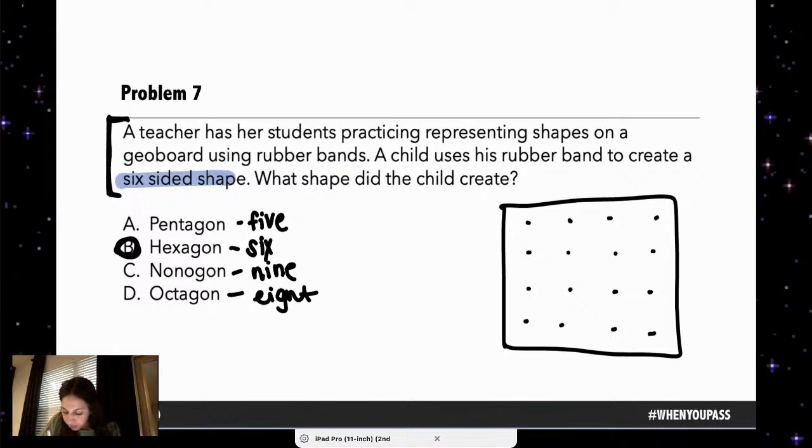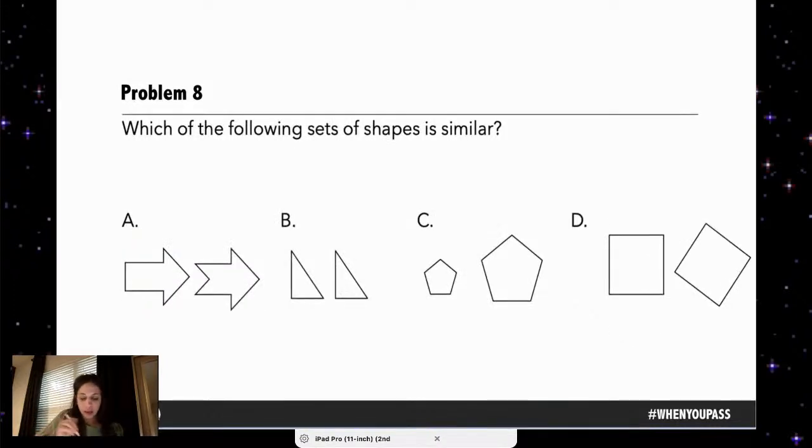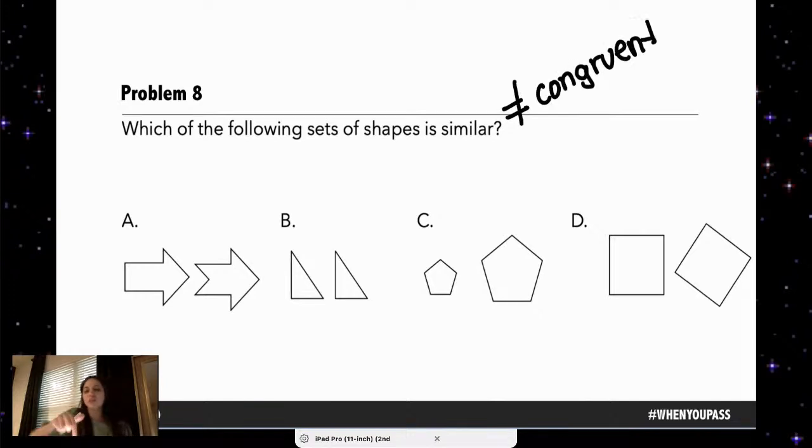All right. Next question. We have time for 2 more. Which of the following sets of shapes is similar? Here's the most common error: people are going to pick B. But similar is not the same as congruent. Now, elementary people, this is what similar and congruent would look like on your test. Middle school and high school people, similar and congruent is going to be you finding the pieces and parts of a similar or congruent shape, right?